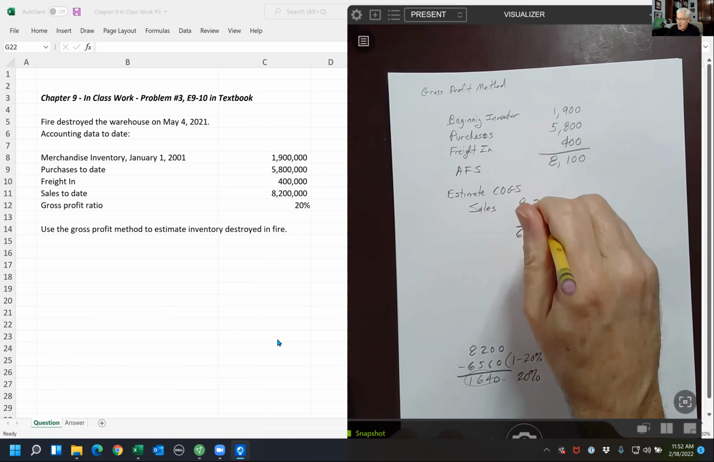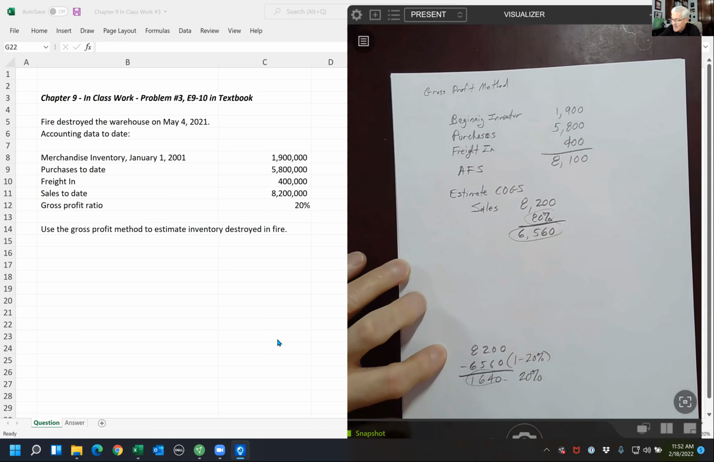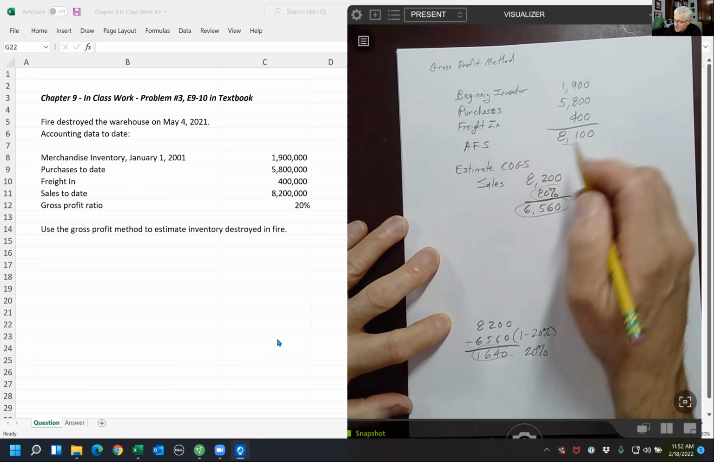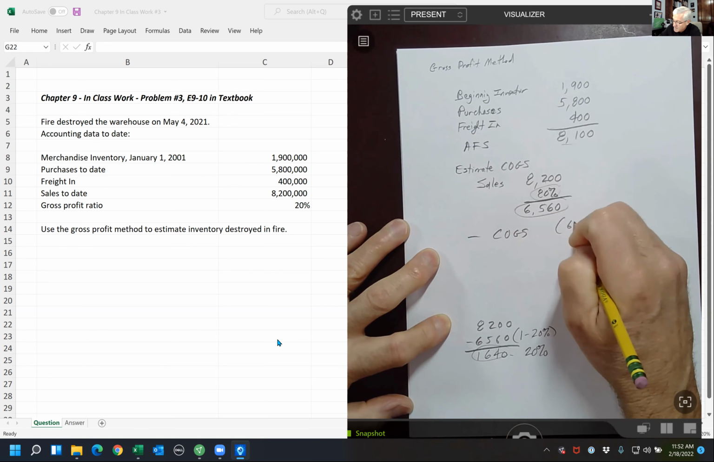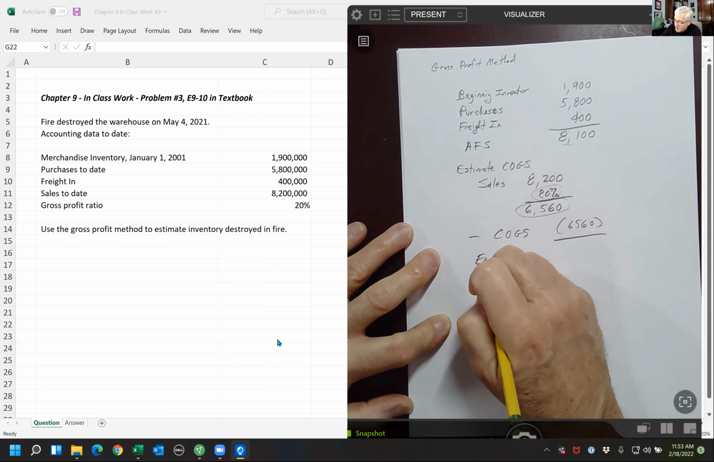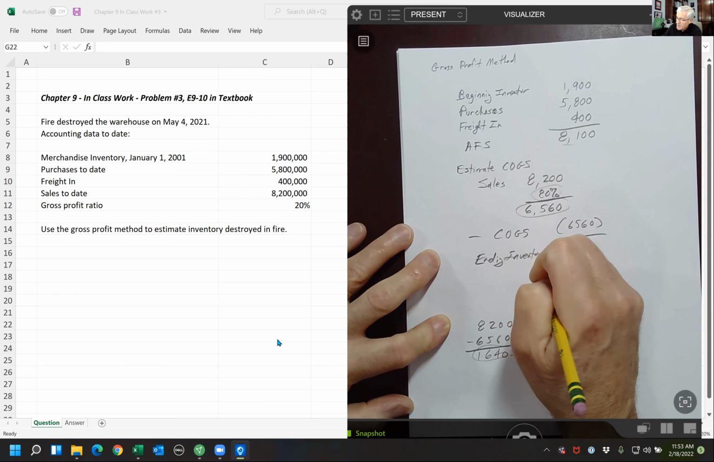So I know this from my records throughout the year. I was selling stuff at a 20% gross profit, and then the inventory is gone. And I'm trying to guesstimate how much is out there. Well, I can estimate my cost of goods sold. If I take my available for sale minus the cost of goods sold, 6560, that's got to equal my ending inventory. What is that?